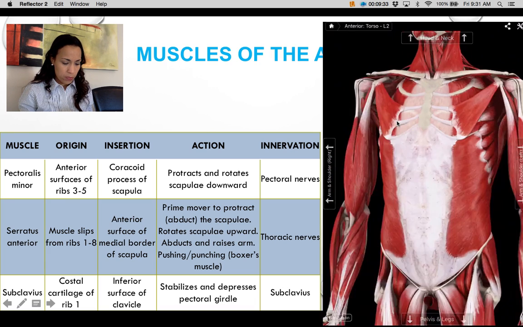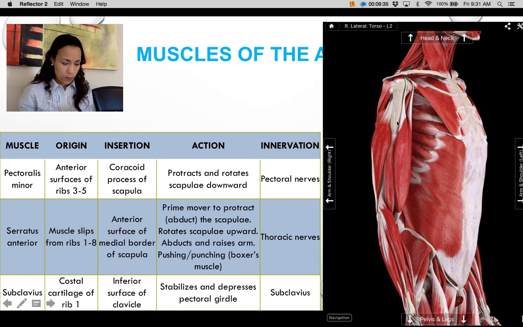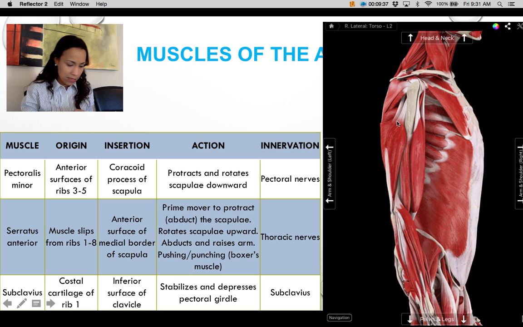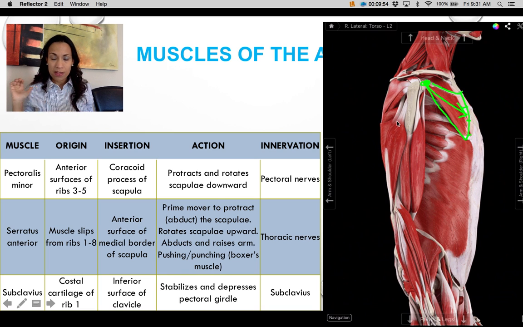Let's see if it makes more sense in here. Okay, this is the insertion in the coracoid process, and this is the origin of the Pectoralis Minor. Can you see the muscle? This is the muscle. Now, if I move this insertion towards the origin, I'm bringing the scapula to the front, and that movement is called protraction.